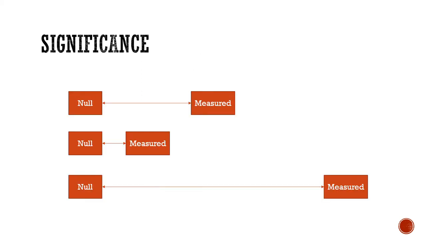Then we go to significance. What you're actually doing with significance is looking, here we have a null model, so we expect certain values in the population under the null hypothesis. And here we have the observed data, and the big question is: is the difference between the two so big that the measured data is unlikely to be part of the null model?